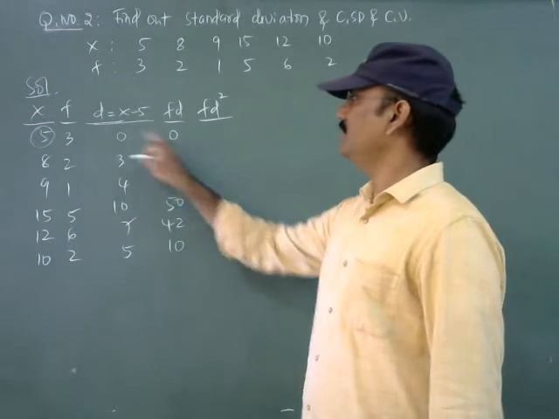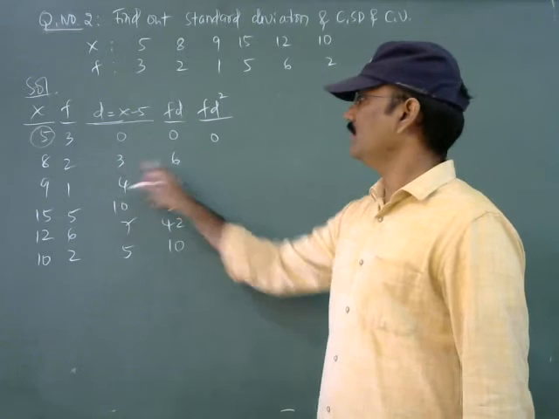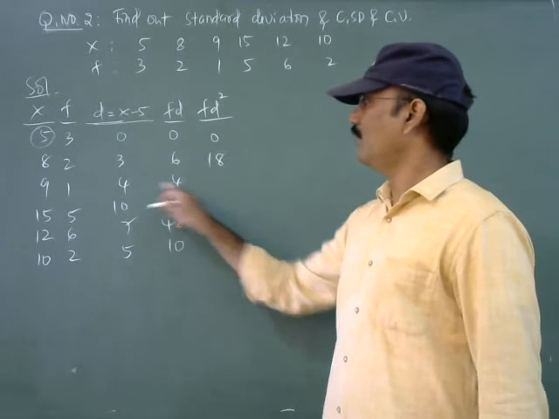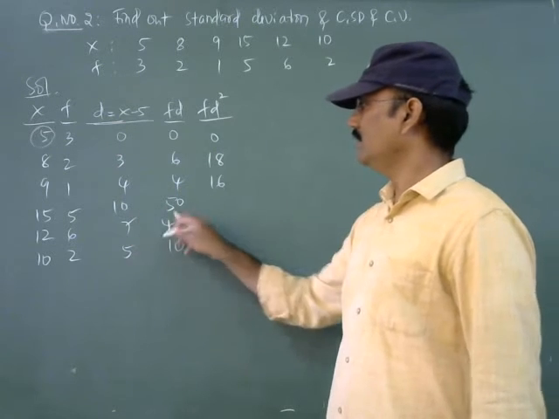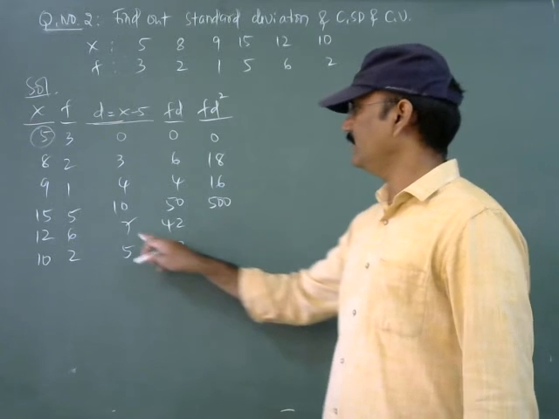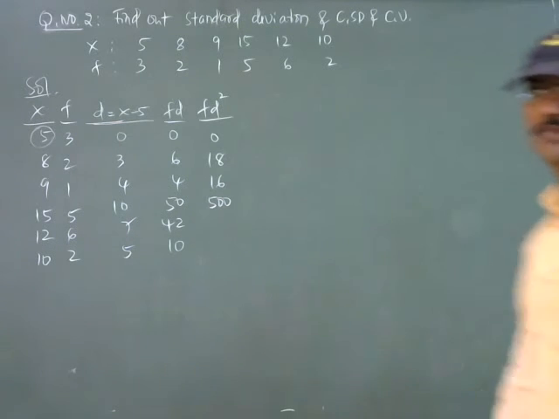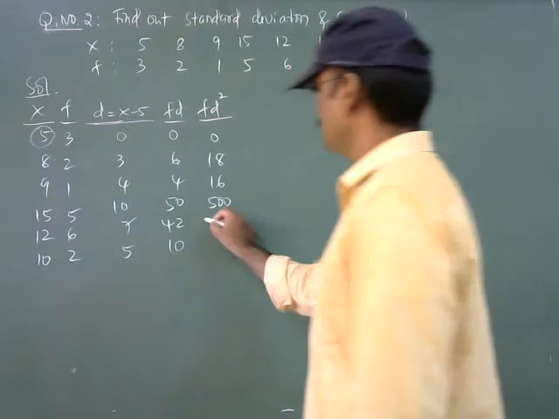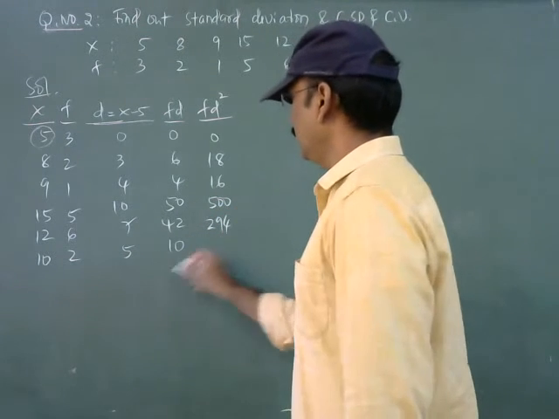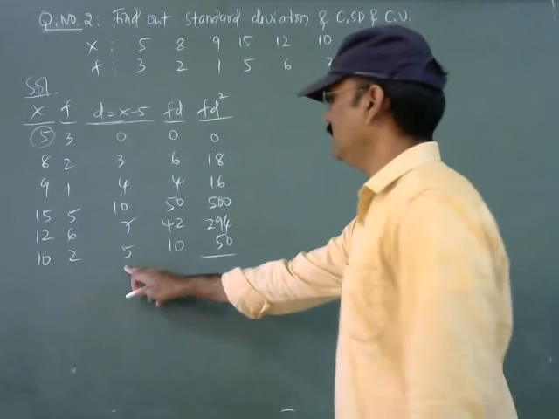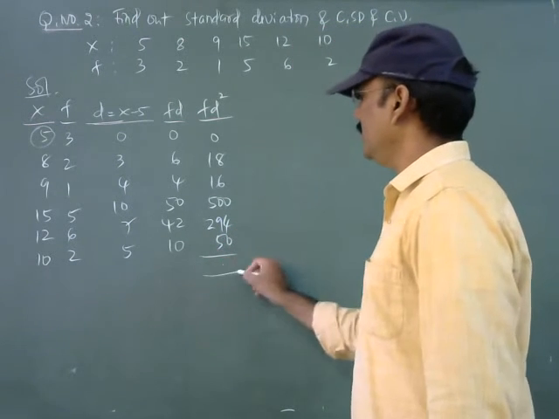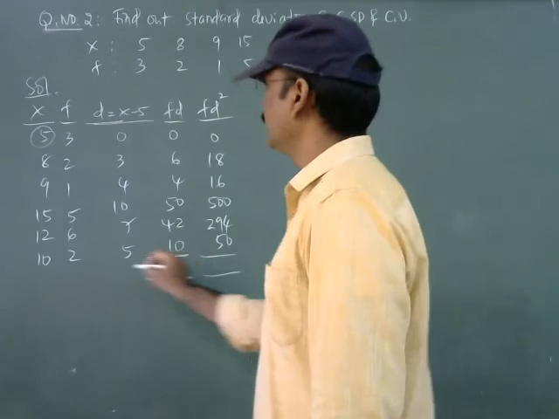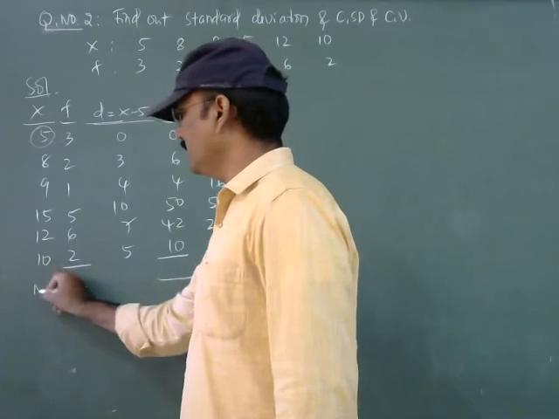So d into fd: 0 into 0, 3 into 6 is 18, 4 into 4 is 16, 10 into 50 is 500, 7 into 42, multiply those numbers, the answer is 294. 5 into 10 is 50. So we need the total of this, and the frequency total, that is n.